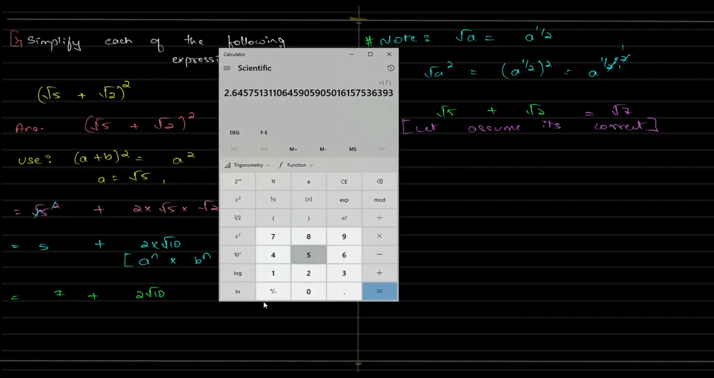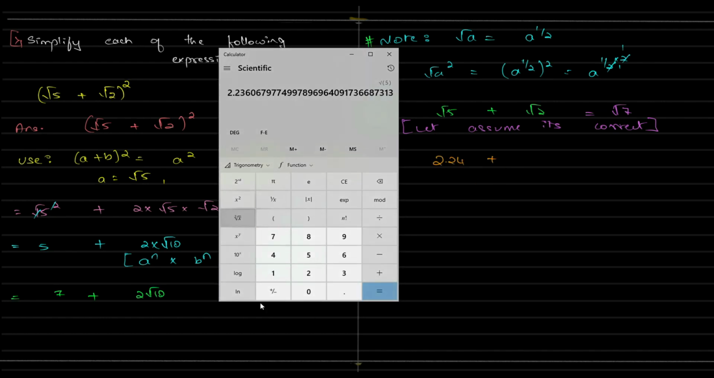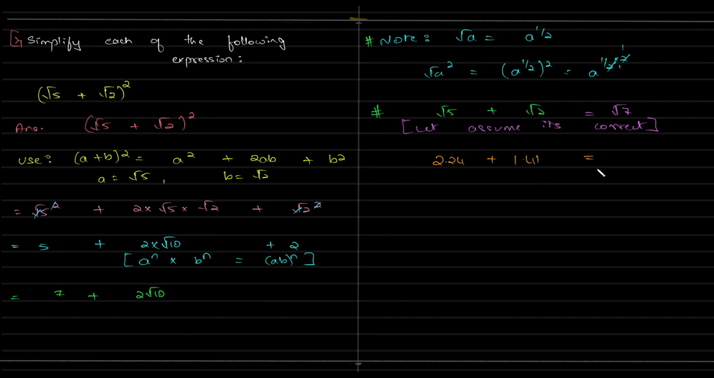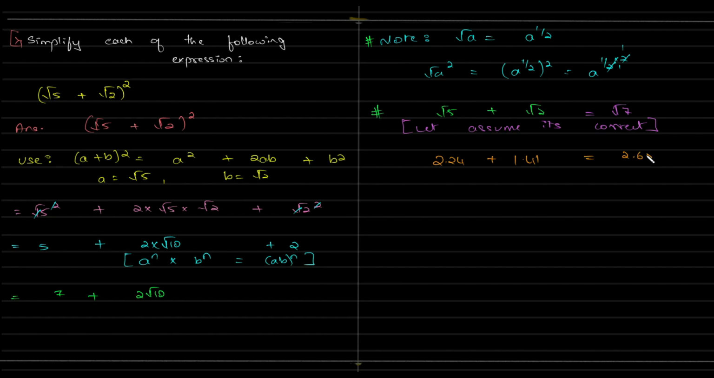So let's see what root 5 is. Root 5 is 2.24 approximately, 2.24 plus root 2, which is 1.414. So 1.41 is equal to root of 7? Root 7 is 2.65, while 2 plus 1 is 3. LHS is not equal to RHS. Clearly, on simplifying, we are adding it up and we can clearly see that LHS is not equal to RHS. It's a false statement.